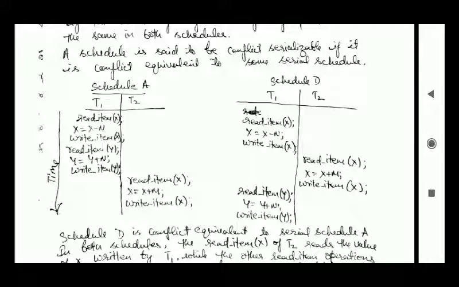So a schedule is said to be conflict serializable if it is conflict equivalent to some serial schedule. Here you can see that Schedule D is conflict equivalent to Schedule A. Therefore, Schedule D is conflict serializable because Schedule A is a serial schedule and Schedule D is conflict equivalent to serial Schedule A.